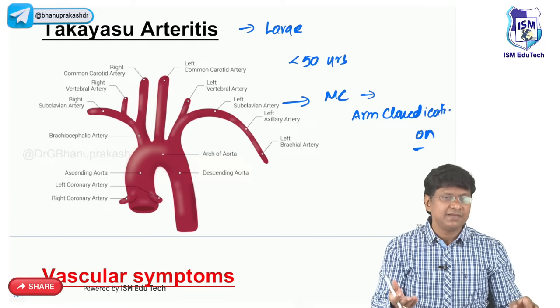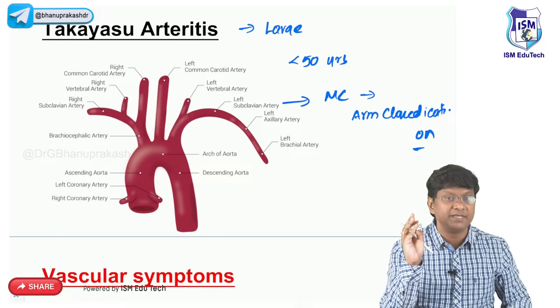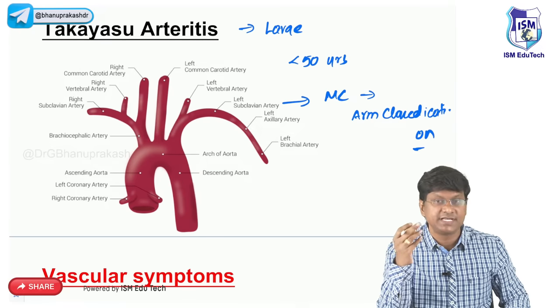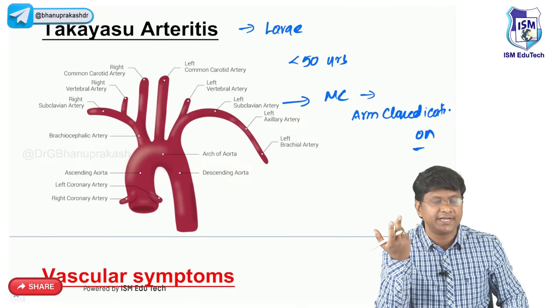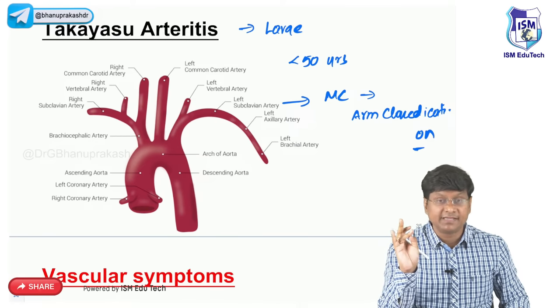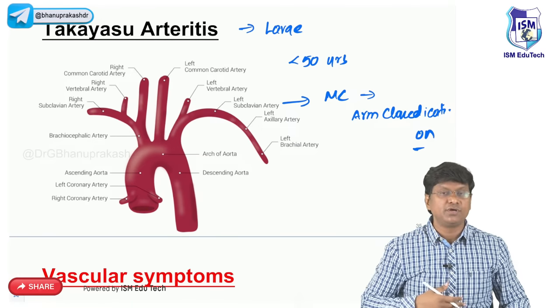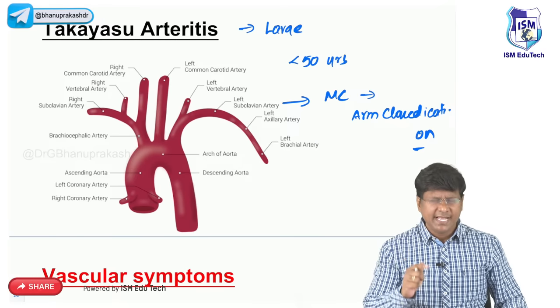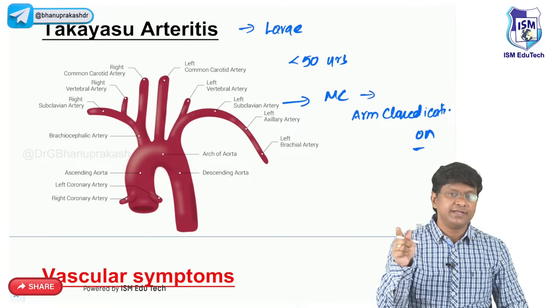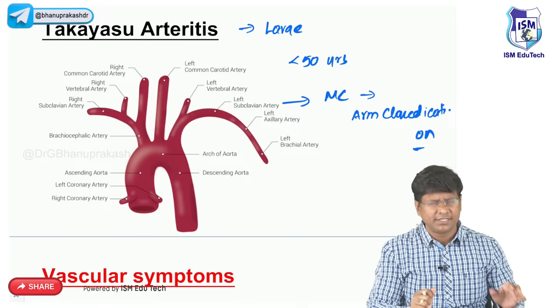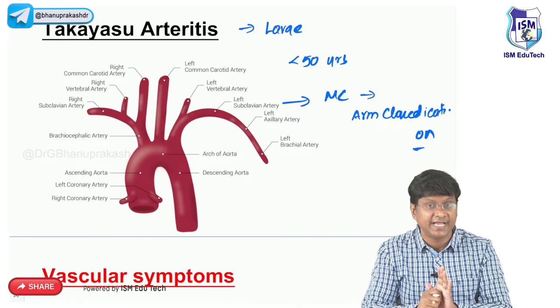And the other vessels which can get affected: there can be involvement of the common carotid artery, due to which there can be visual changes, even focal attacks and cerebrovascular accident. And there can be involvement of the abdominal aorta, because of which there will be severe abdominal pain. And there can be involvement of the renal artery causing renal artery stenosis, causing the activation of RAS resulting in hypertension.